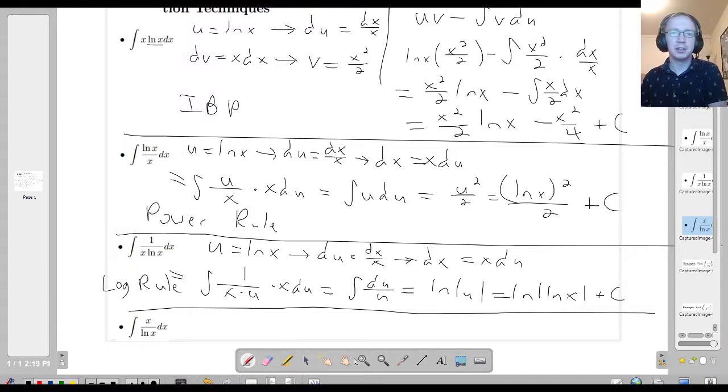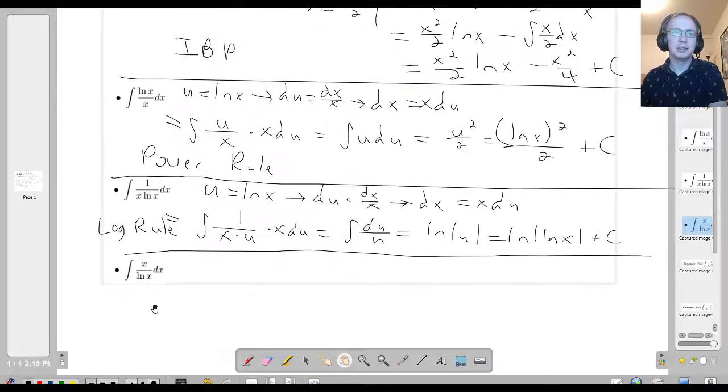Alright, let's take a look at my next one: x over ln x dx. Now, I'll just go ahead and spoil this one. I could go all the way down my chart. I could try every u substitution I can think of. Believe it or not, there is no nice clean answer for the integral here. Right? There's just no way to do it.